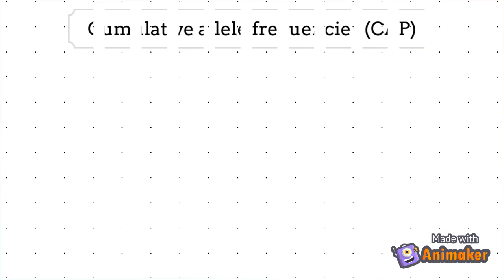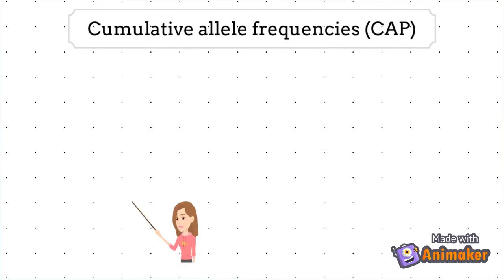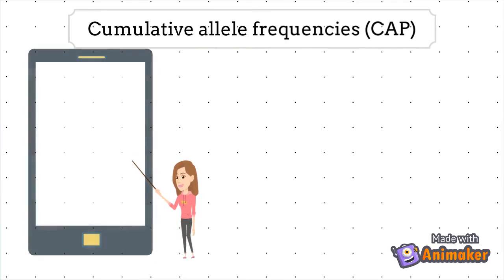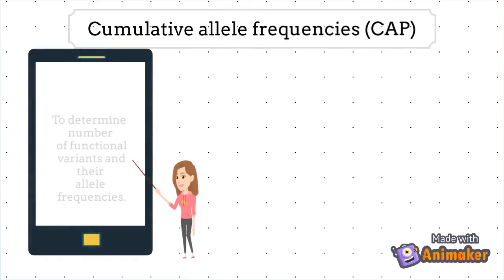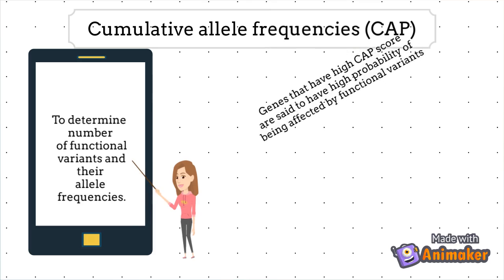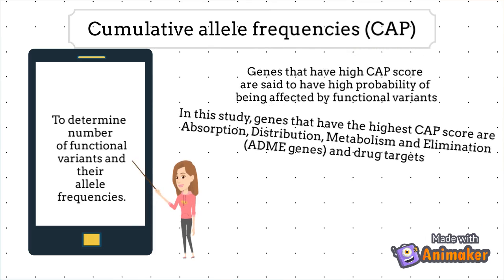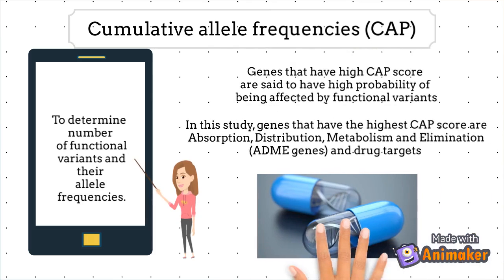Next, cumulative allele frequencies, or CAF for short, is used to determine number of functional variants and their allele frequencies. Genes that have a high CAF score are said to have high probability of being affected by functional variant. In this study, genes that have a high CAF score are absorption, distribution, metabolism, elimination, and drug target genes.